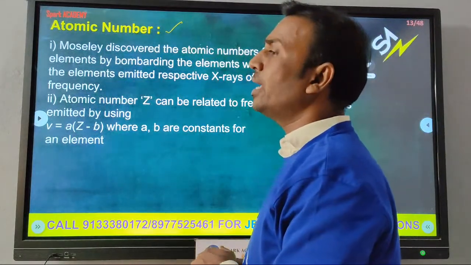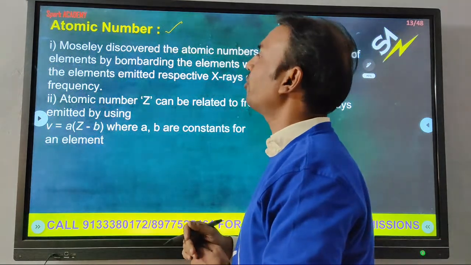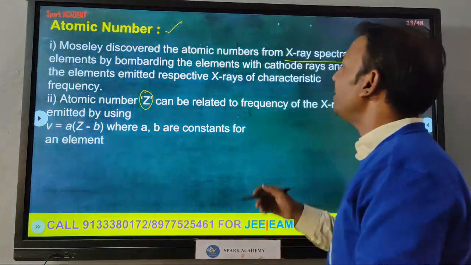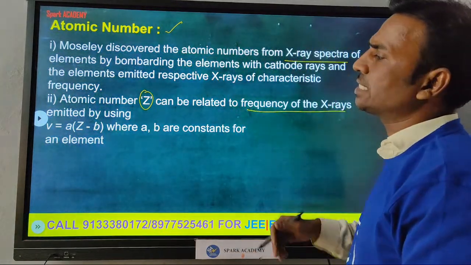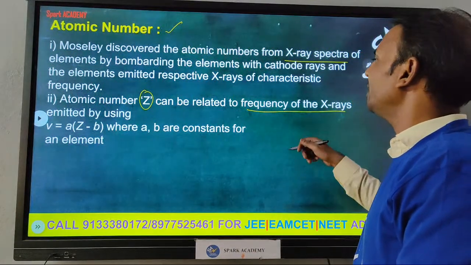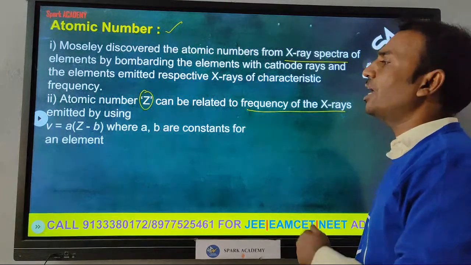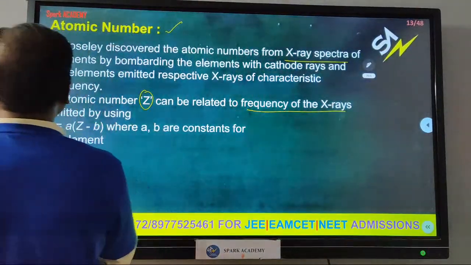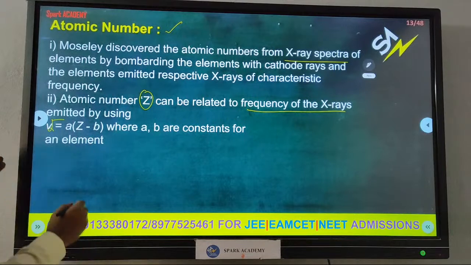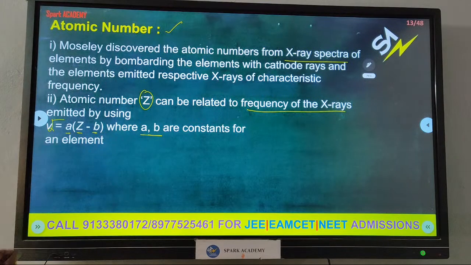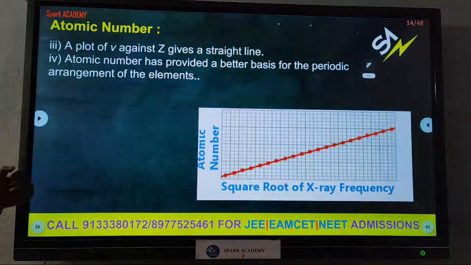So what is atomic number? The number of protons, or number of electrons, in an atom. Atomic number is given as Z. It can be related to the frequency of the X-rays emitted. He related the frequency of the X-rays with atomic number, and he said root of V is equal to A into Z minus B, where A and B are constants of the elements. From the constants and the frequency of the X-rays, he predicted the atomic number.